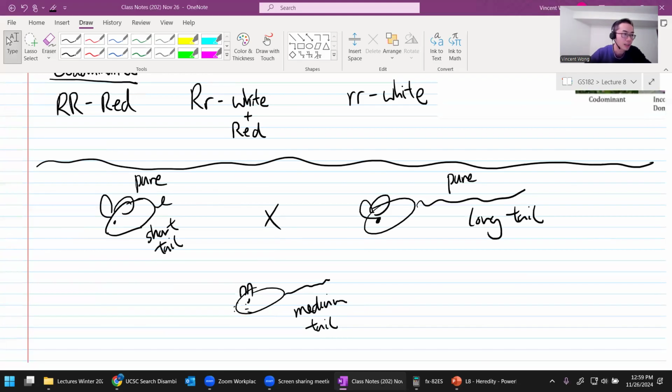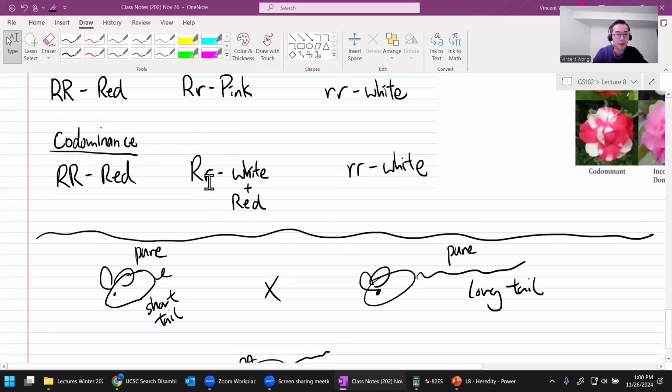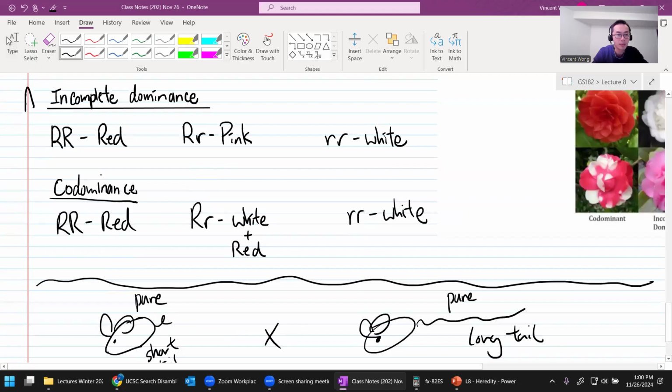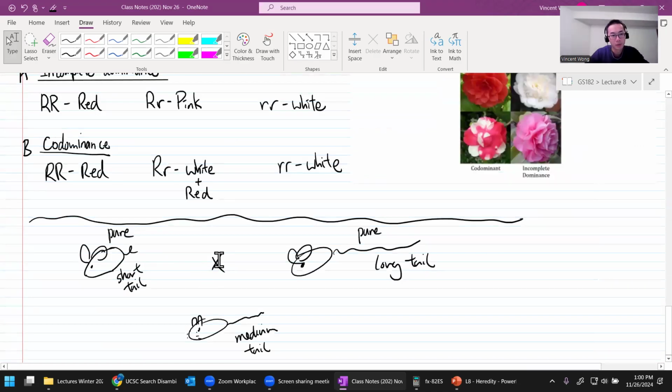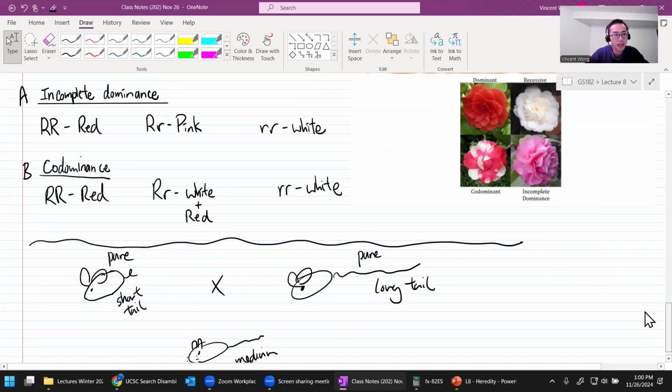Let's do a poll here. We don't have a lot of people, but let's do a poll anyways. What is this an example of? Is this an example of incomplete dominance or codominance? There are only two choices. Short tail, cross with long tail, and then everybody in the F1 has medium tail. Is that A, incomplete dominance, or B, codominance?